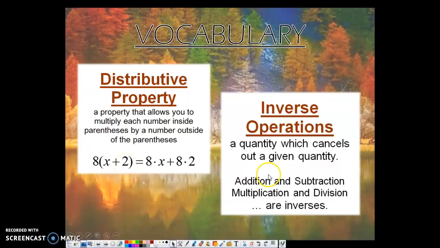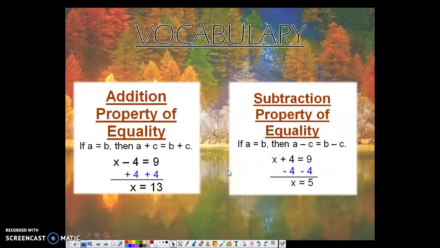Inverse operations means that you do the opposite of what's happening. So if it's adding, you subtract. If it's subtracting, you add. If it multiplies, you divide. If it's dividing, you multiply.